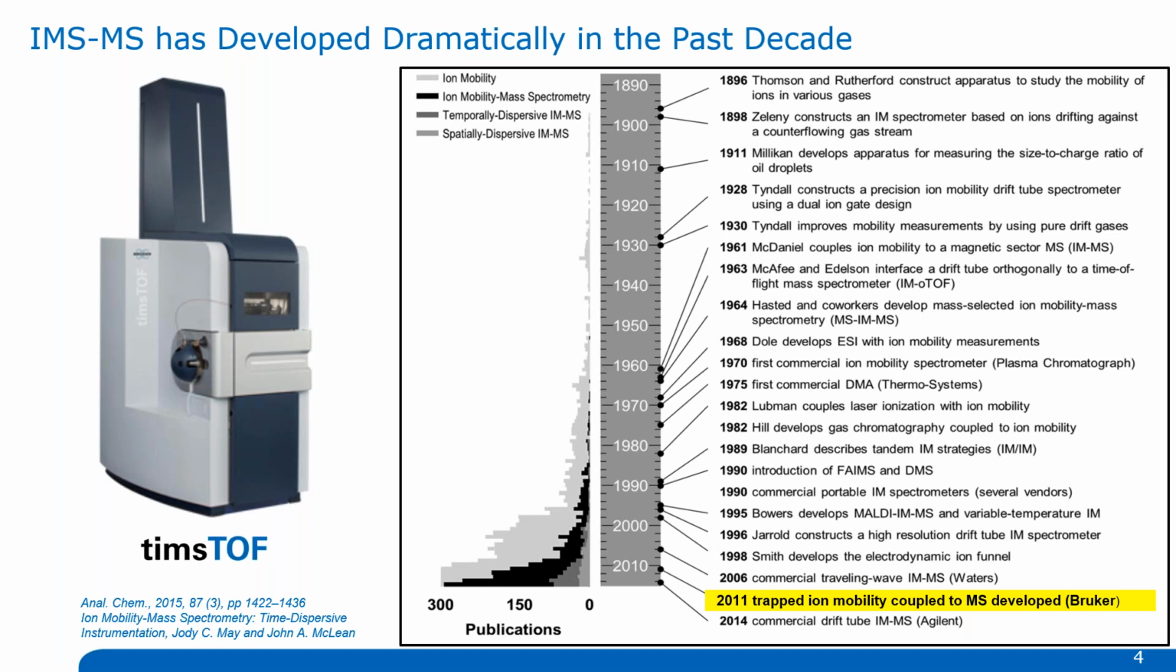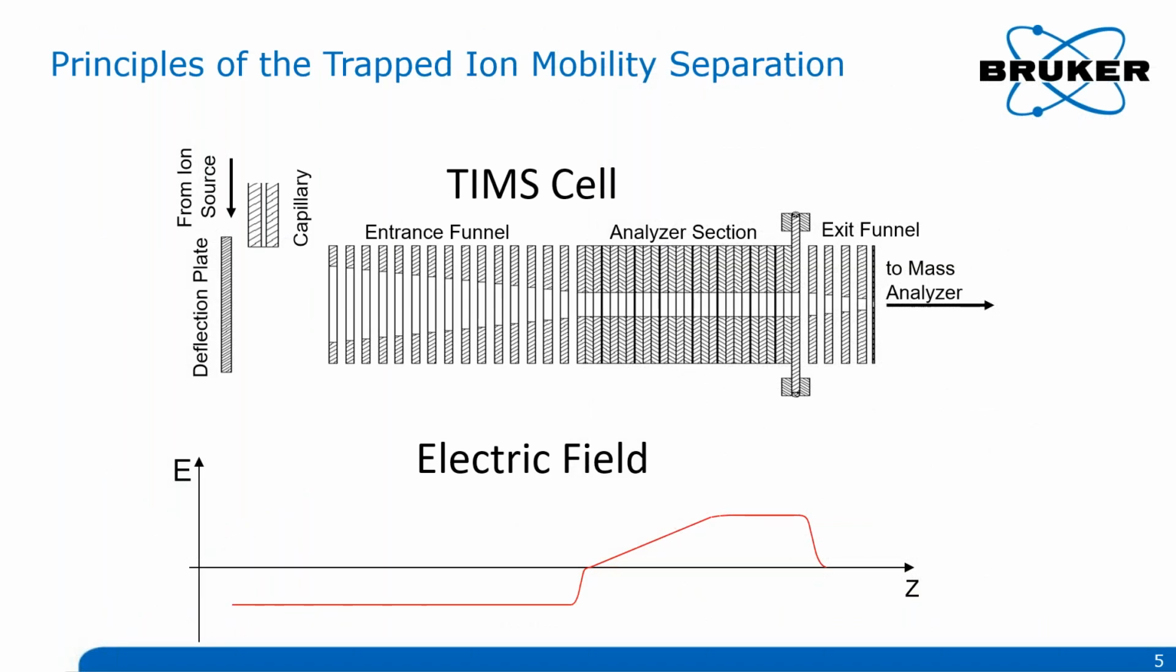Secondly, the ability to measure collisional cross-sections of the ions very accurately and repeatedly, and we will also see how that impacts the analysis. And lastly, it's the fact that adding this separation stage does not reduce the sensitivity of the system, but in many cases actually improves it. So let's take a look at how it works.